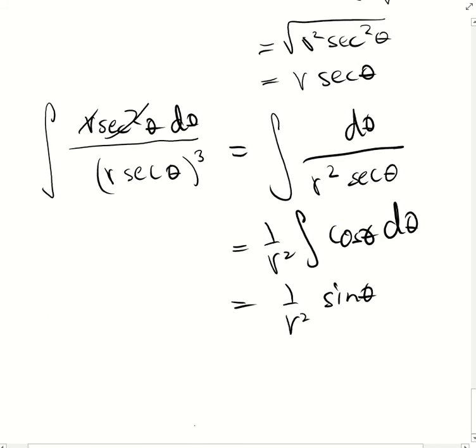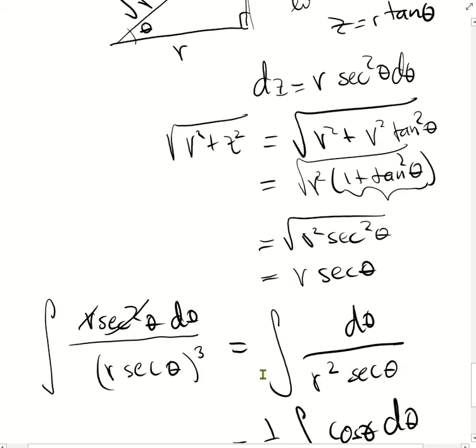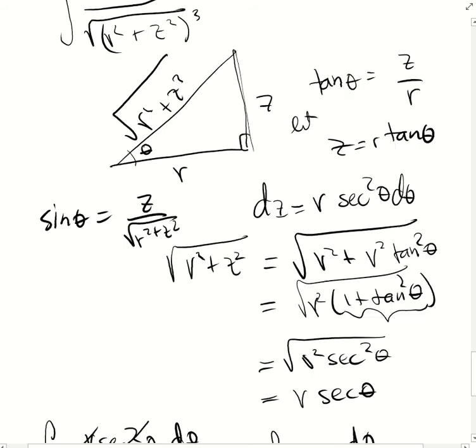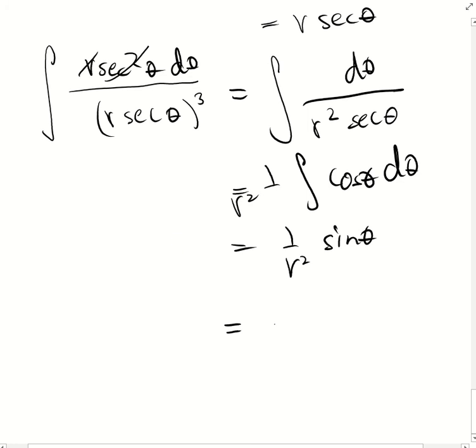Ano yung sine? Kailangan pa natin i-solve yung sine. So balik tayo sa triangle. What is sine theta? So, tignan mo yung triangle. Ano yung opposite side? Z. Ano yung H? Hypotenuse. So, square root of r squared plus z squared. So therefore, sine theta is equal to z over the square root of r squared plus z squared. So yung answer natin will be z all over r squared times the square root of r squared plus z squared. Bakit? Kasi yung sine theta is z over the square root, i-times mo yung 1 over r squared.